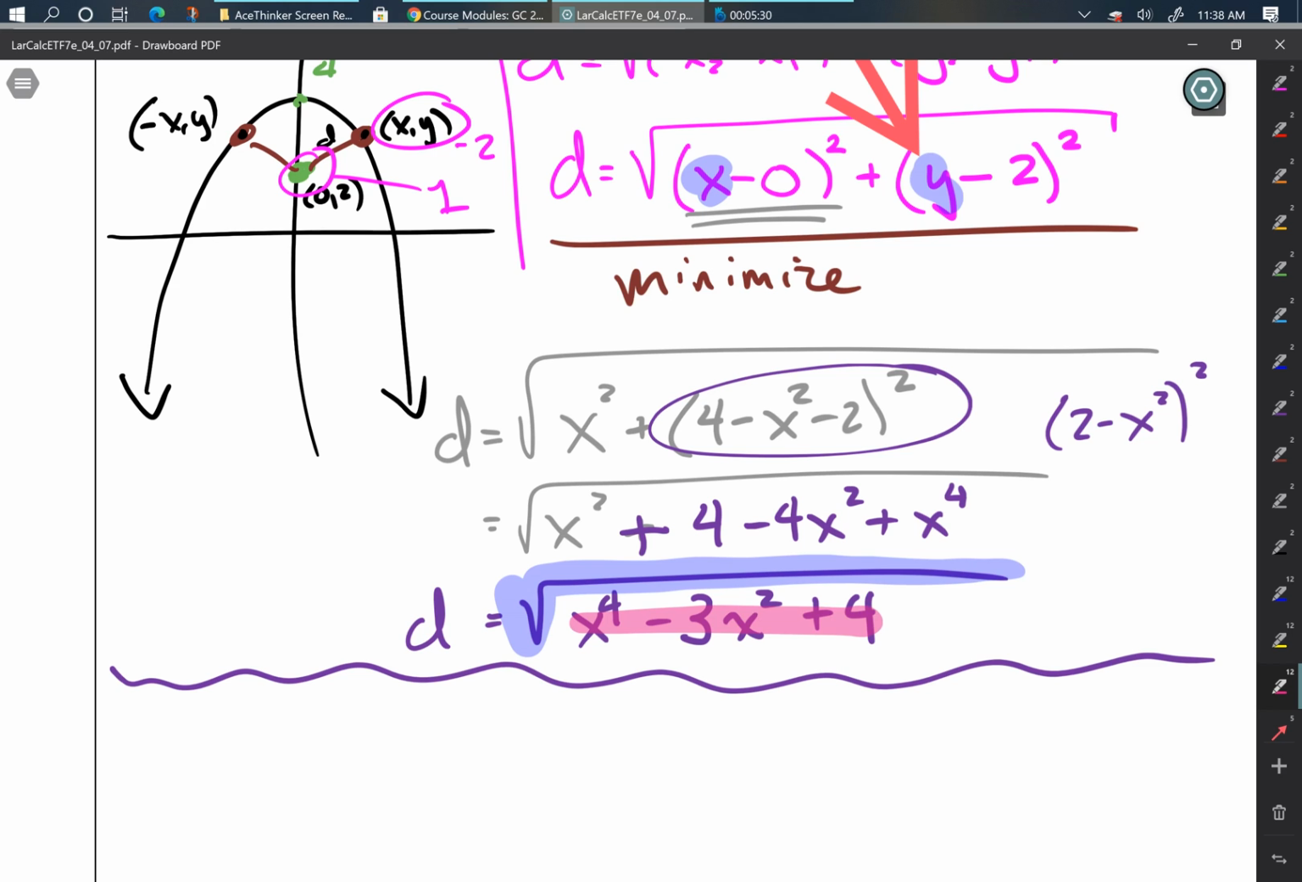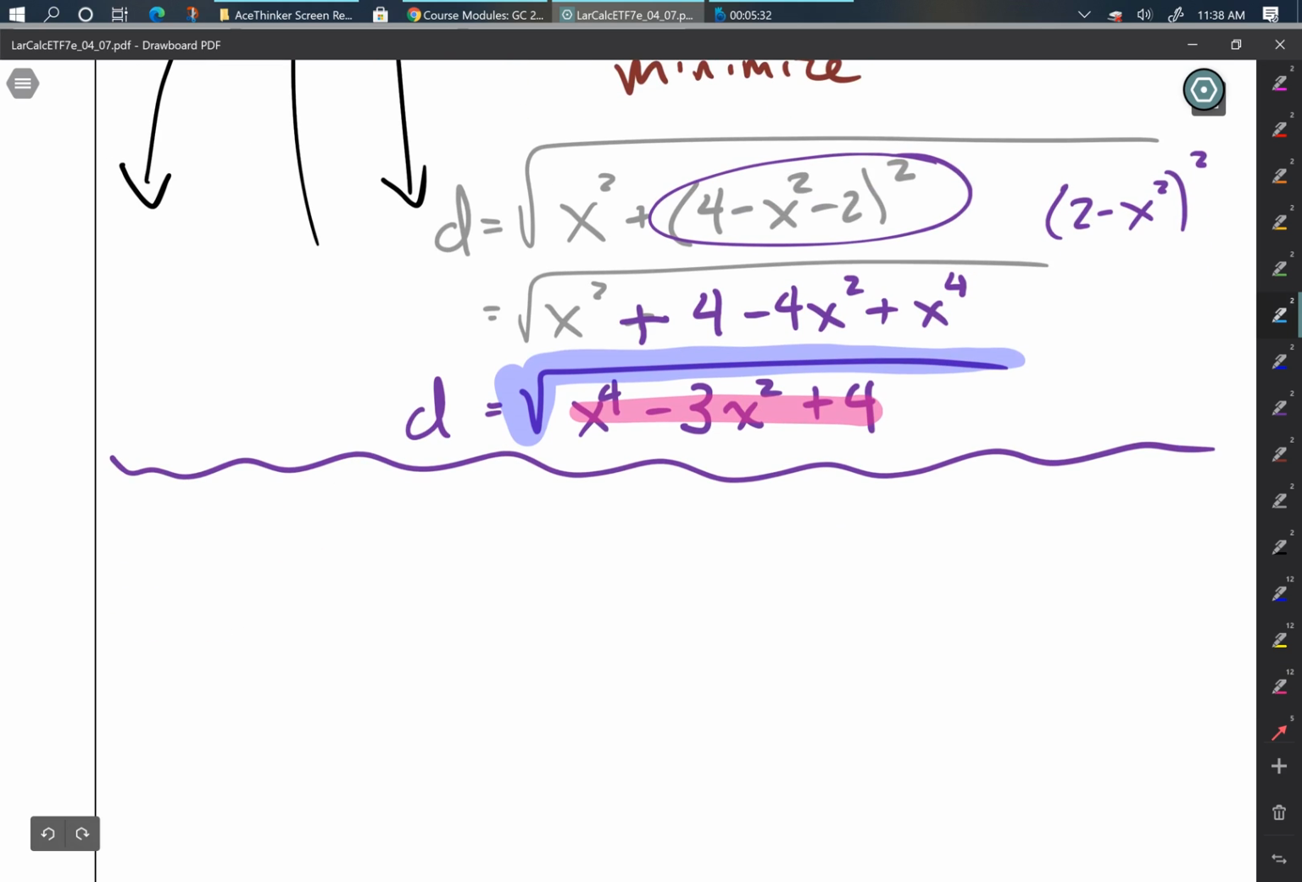So I'm going to say, rather than minimize d, let's minimize d squared, which is equal to just plain old x to the fourth minus 3x squared plus 4. And if we just minimize that, then we don't have to deal with that root. And this is a legitimate approach in math, right? I want to minimize a composite function. I know that the outside function is the root, so if I just minimize the inside, the radicand, I'll get to where I need to be.